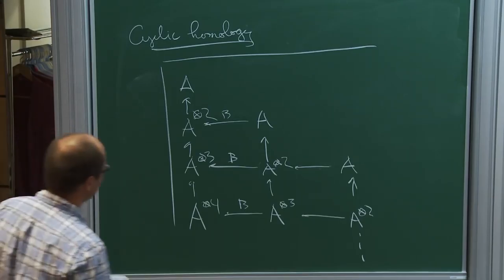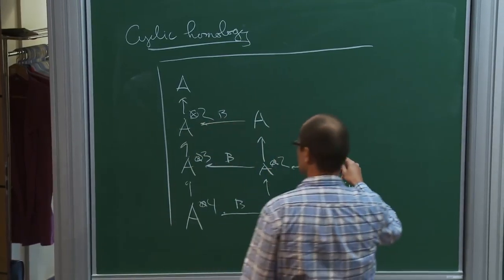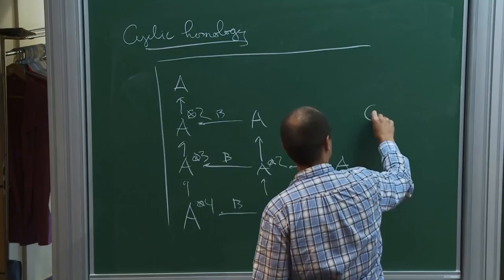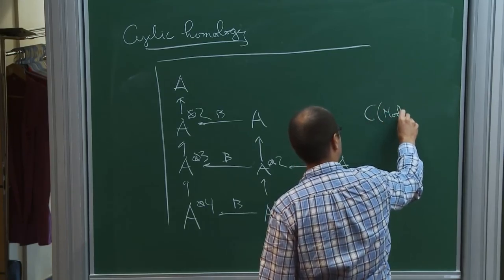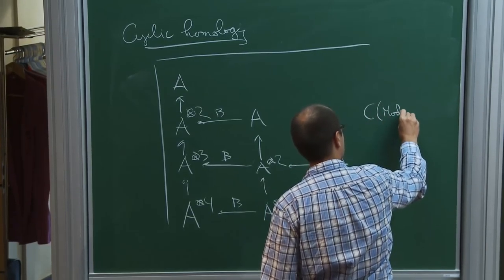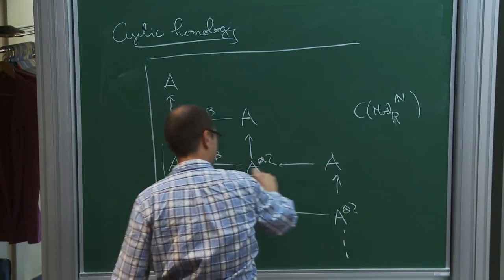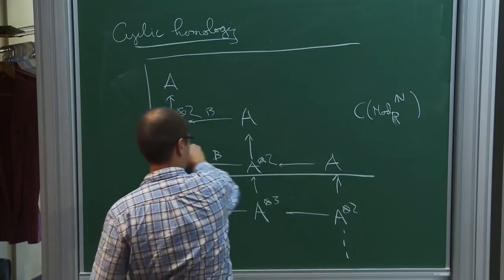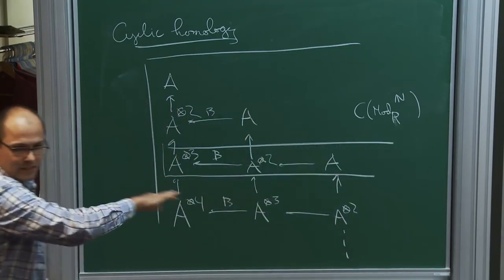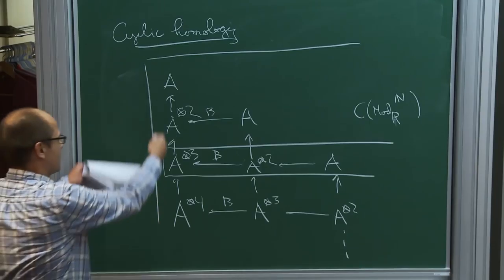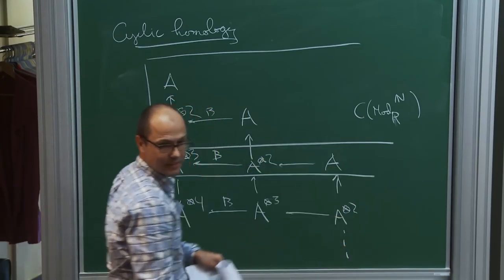Yes, so I guess the way I like to think of this is as an object in C of mod R, sort of indexed by the net. So think of this as a projective system, I think, if I'm in sort of this direction. And then you have the sort of Hochschild terms sitting like this.